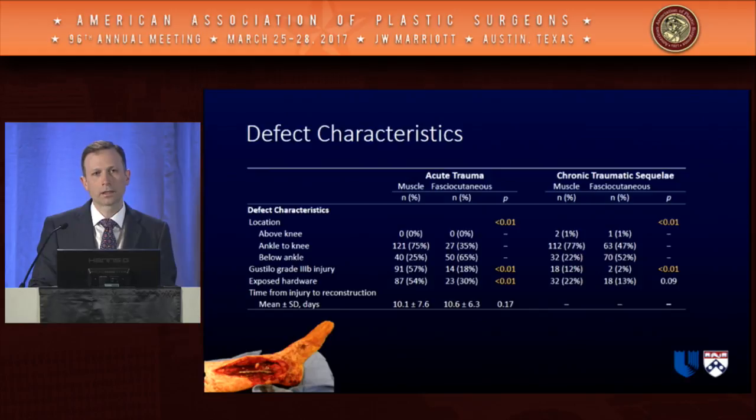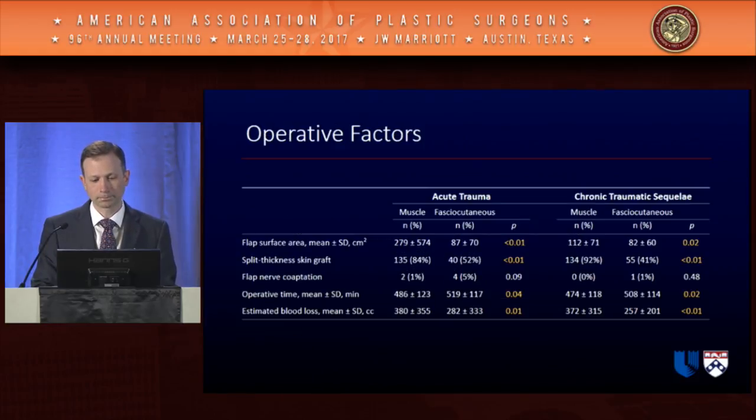If you look at the defect characteristics of these patient populations that trended towards significance, it was defect location, with latissimus flaps or muscle flaps typically being used for defects from the knee to the ankle, with a preponderance of fasciocutaneous flaps being used for foot and ankle defects. If patients had a Gustilo 3B injury or exposed hardware in the acute trauma setting, muscle flaps tended to be used, which also reached statistical significance.